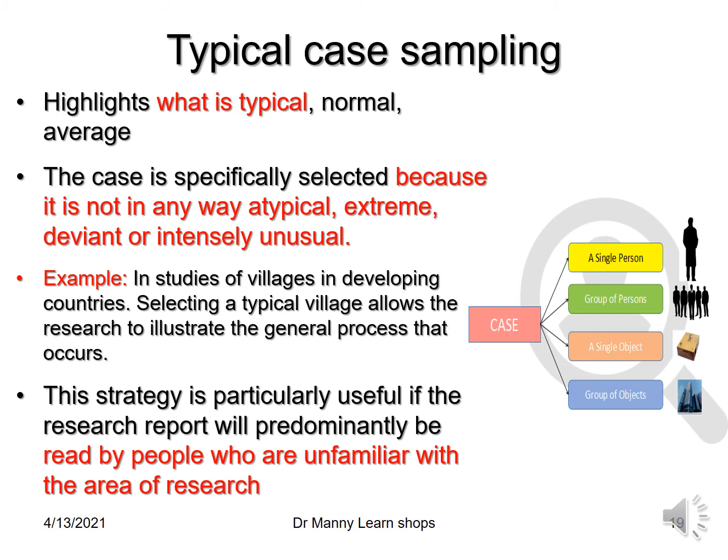So for example, in studies of villages in Malaysia or in developing countries, typically selecting a typical village allows the research and researcher to demonstrate or illustrate the general process that occurs, depending on what they're wanting to research.